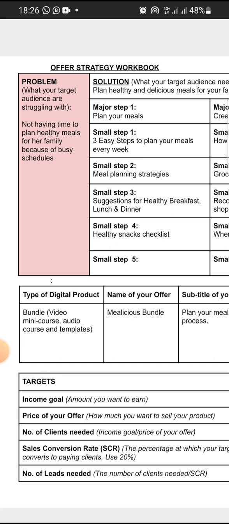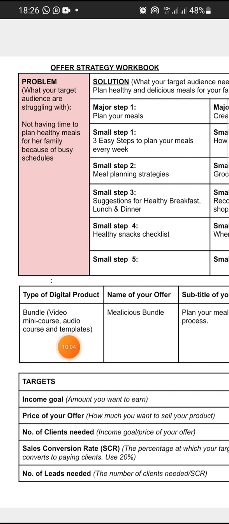If it's something that requires a mixture, like for example, in this case now, this is a bundle that the person is creating. The person is creating a bundle of digital products. I think like a 20 or 30 minutes video course, followed by an audio that comes with it, and then she has templates, meal planning templates for her target customers. So yours can be just a very short, maybe 20-minute video course. It can be something that will not take them more than 2 to 3 hours to consume. That's what you should aim for.